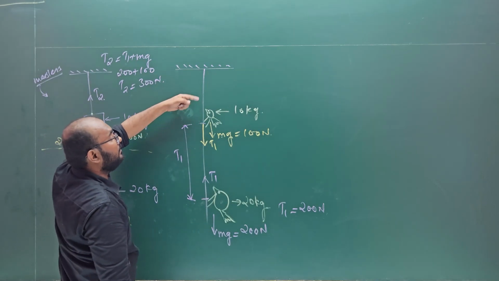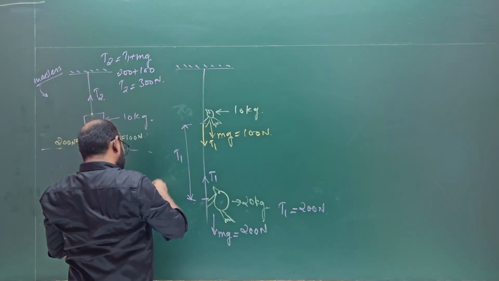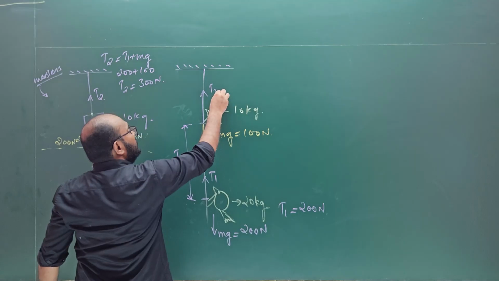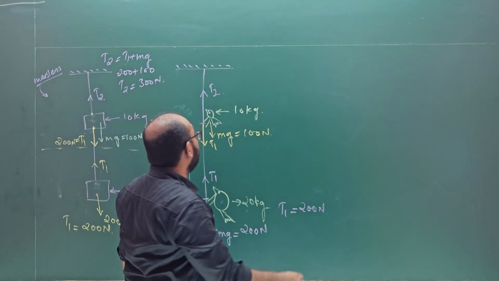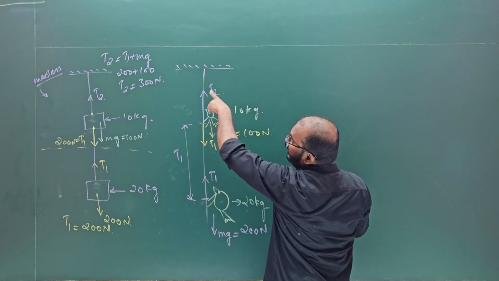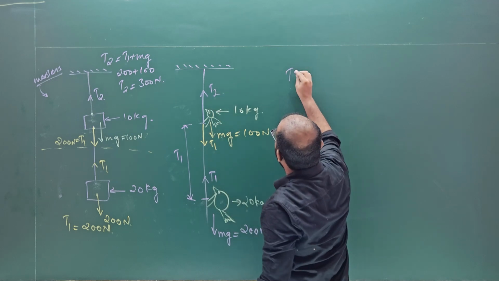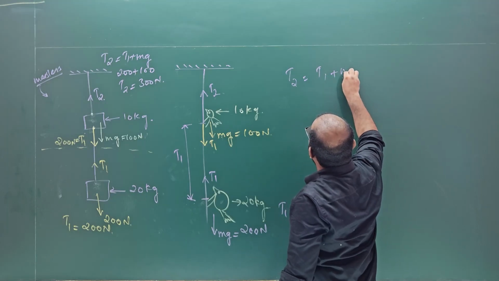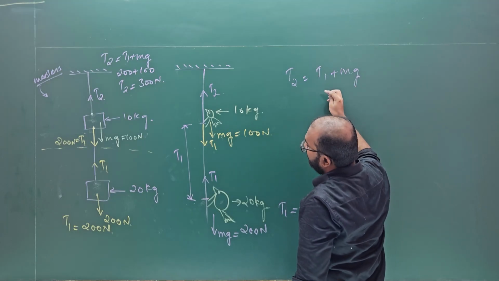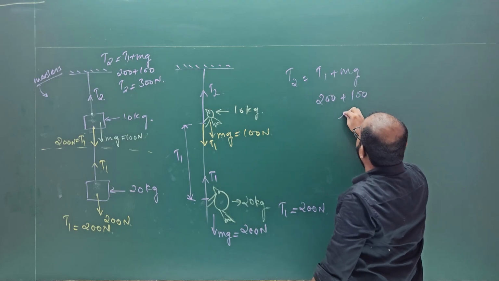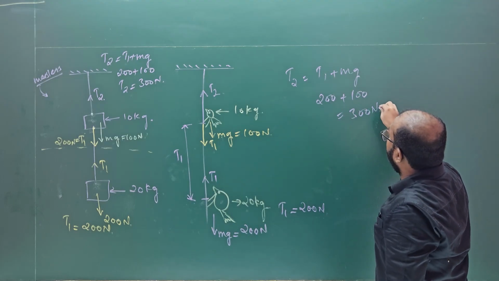Now there is another point of contact, moving in the upward direction. This is the direction of T2. Yes or no? So again, mg and T1 are acting in the downward direction and T2 is acting in the upward direction. Writing the equation for force, T2 is equal to T1 plus mg. So T1 is 200 Newton plus mg, which is 100, that is nothing but 300 Newton.